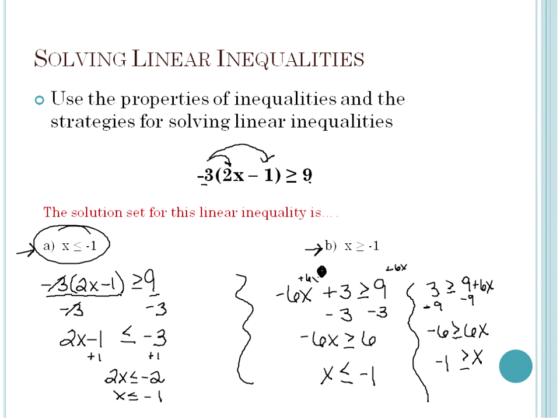Well, now I have x is less than or equal to -1. I could check that by picking anything less than or equal to -1, just to make sure. If I picked -2 again, I want to check to see if I indeed get something greater than or equal to 9. So 2 times -2 is -4, minus 1 more is -5, and -5 times -3 is equal to 15. And I do see that I get something greater than 9.